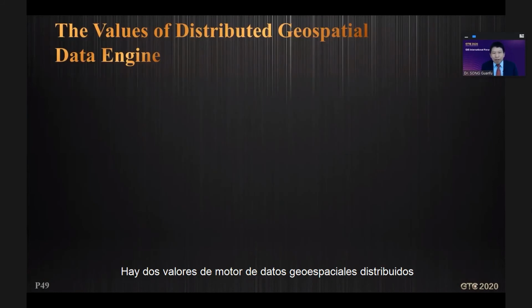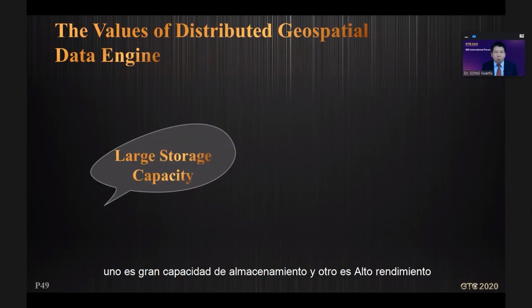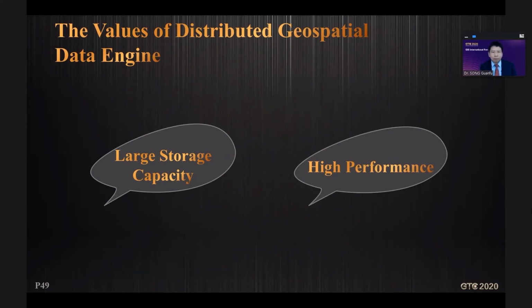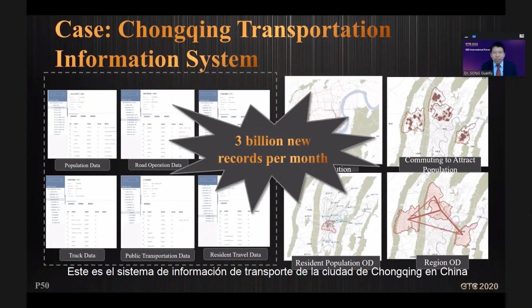There are 2 values of the distributed geospatial data engine. One is large storage capacity. Another is high performance. This is the transportation information system of Chongqing city in China. There are 3 billion records of new data every month. It's very hard to manage with a traditional spatial database engine, but the distributed geospatial data engine can solve this problem.